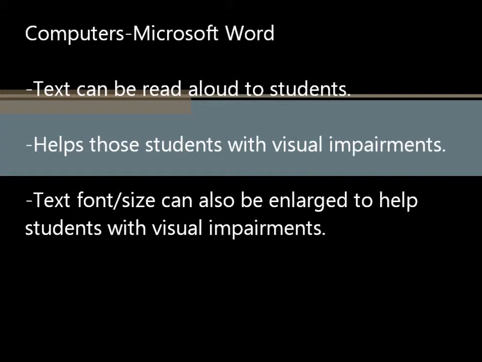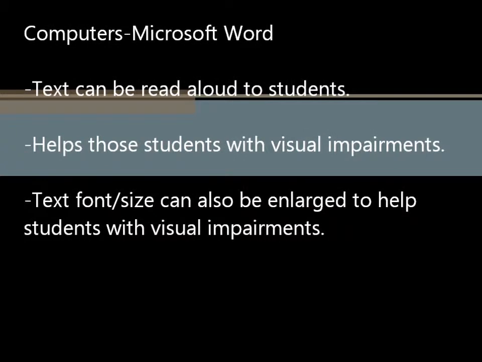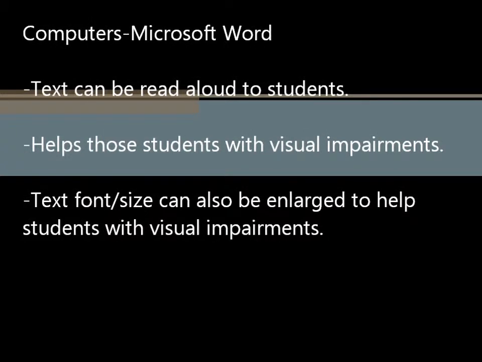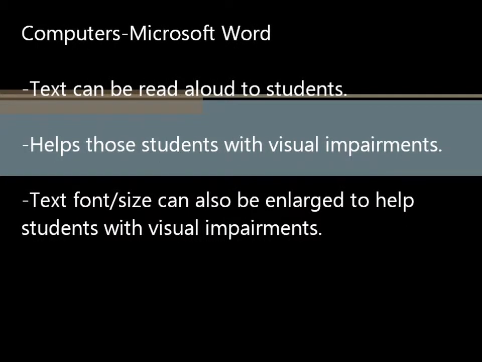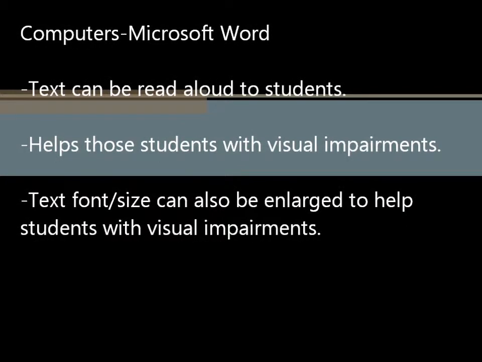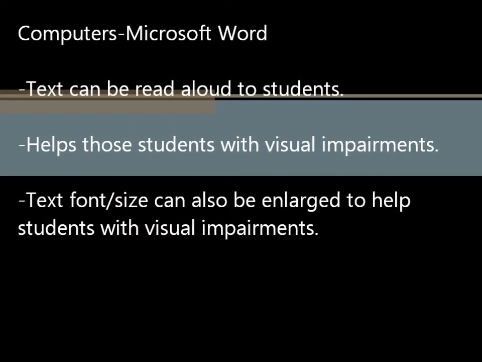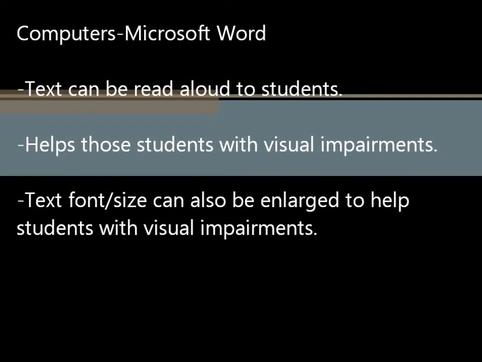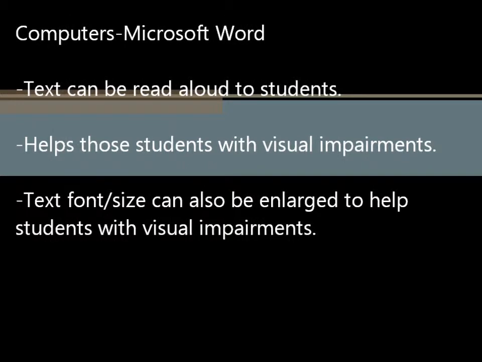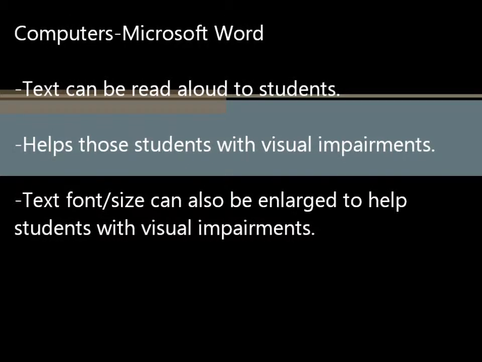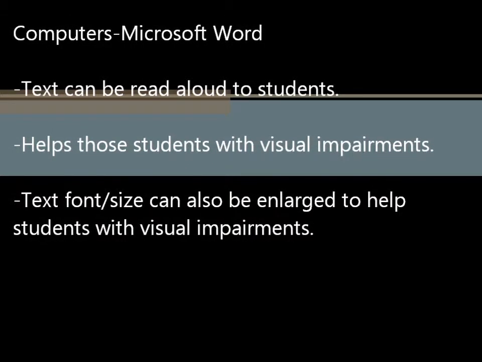Students are also using computers. Text can be read aloud to them on many websites and within Microsoft Word. Again, this benefits those students who are visually impaired or would benefit from text being read aloud instead of reading. The one downside is that often the text is read aloud in a computer-generated voice, and the pronunciation of certain words isn't always accurate.